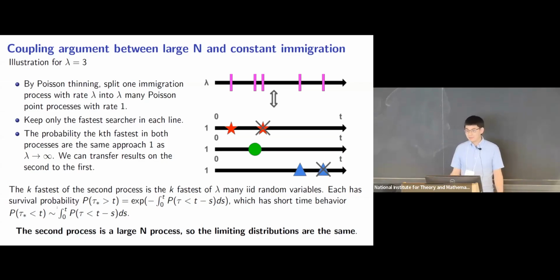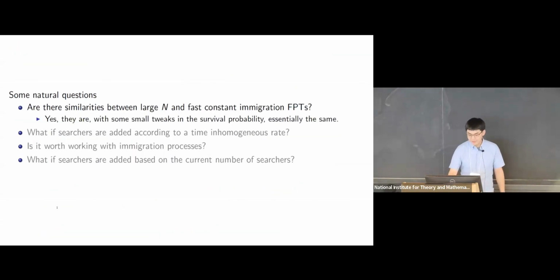And so basically, the immigration is in some sense a large N process in disguise, just with a slightly different survival probability. So for our first question, it's basically the same, except with a slightly different survival probability. You can tweak that. And that also means that you can transfer any results from the large N case into the constant immigration case and back and forth, however you feel like.